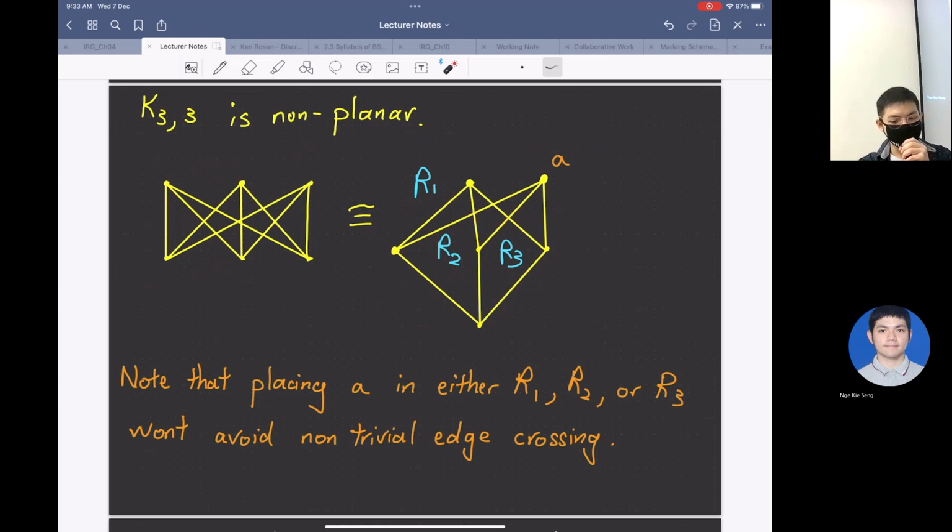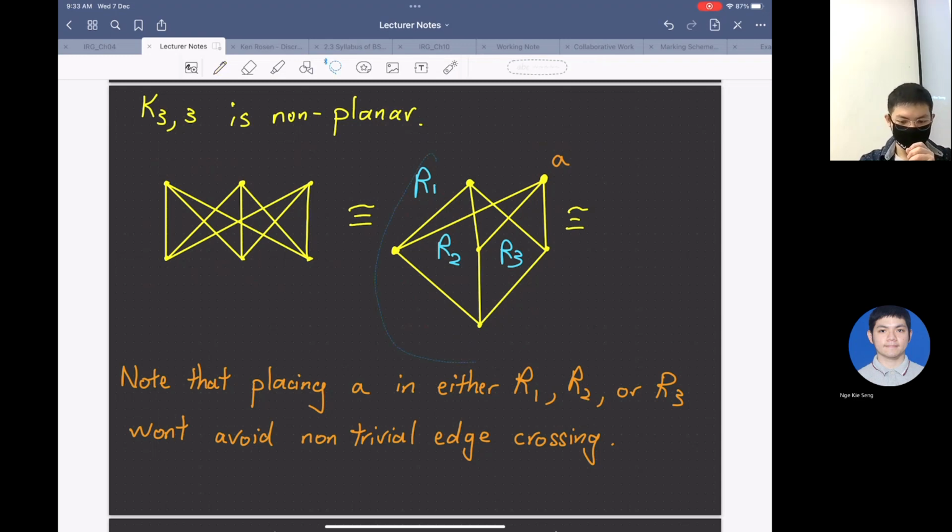I claim that there are three regions where I can put it. I can put it outside here. I can put it in R3. I also can put it in R2. So my argument is, if you put it anywhere outside here, you can't avoid edge crossing. If you put it inside R3 here, you can reduce one edge crossing, but you can't avoid this edge crossing. And if you put it at R2, it is similar.